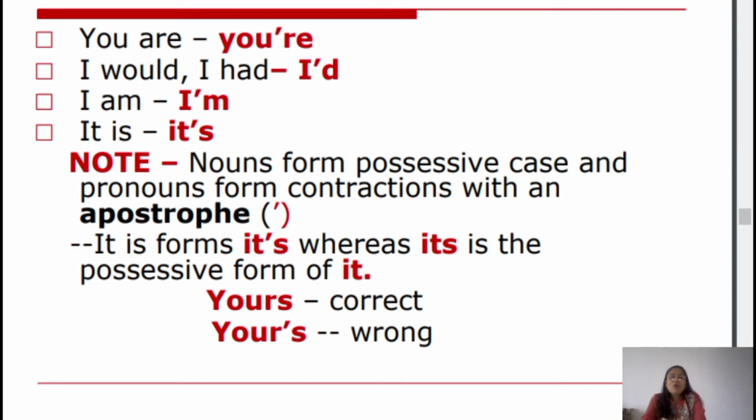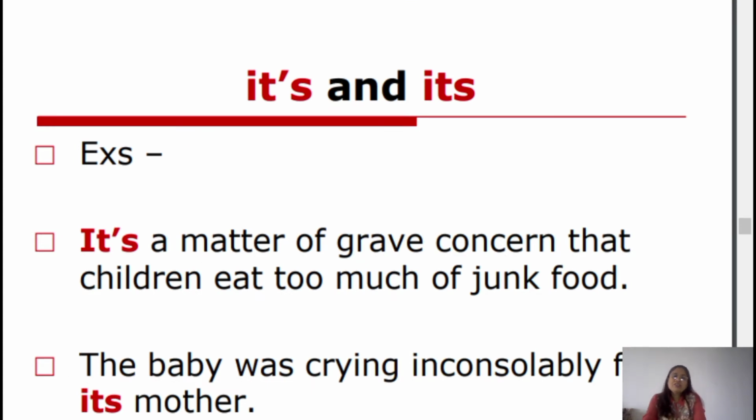The correct form of writing yours is without the apostrophe. That is, yours is correct, whereas to use your along with an apostrophe and s is definitely wrong. A very commonly made error in letter writing. Let me illustrate the difference between it's and its.